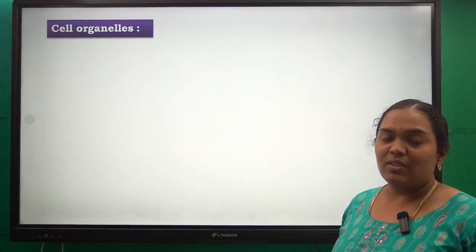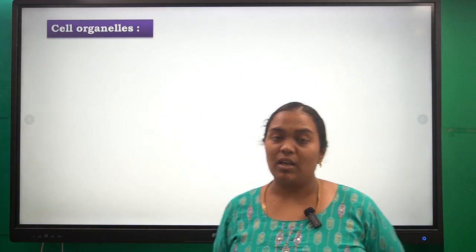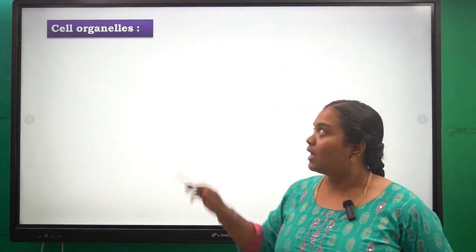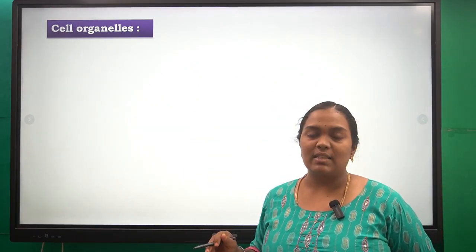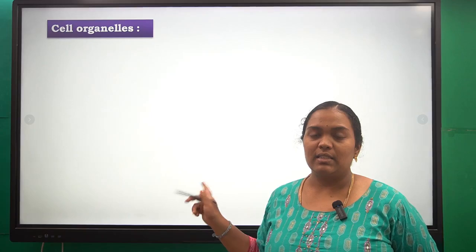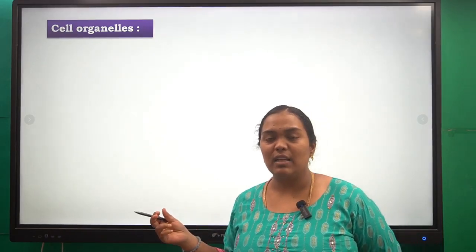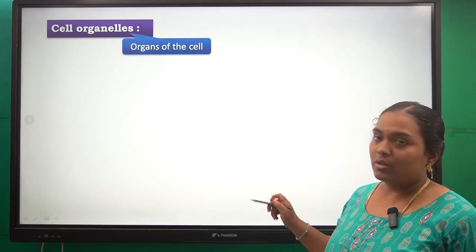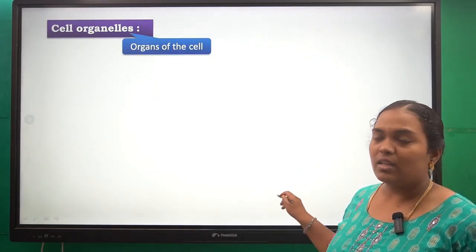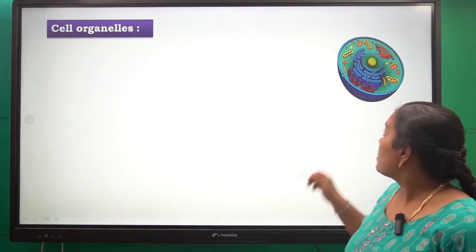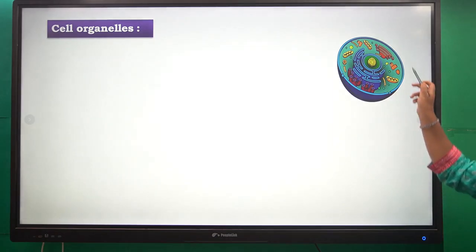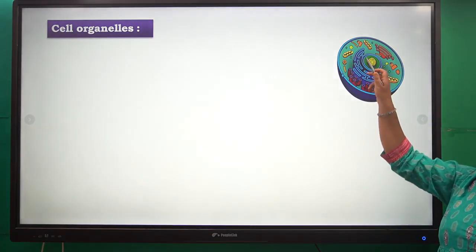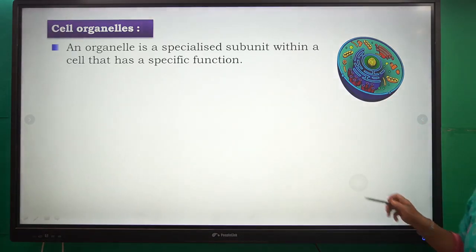Next, as we have discussed the plasma membrane, cell wall and also the cytoplasm, what are the remaining elements inside the cell? The cell organelles. These organelles are parts of the cell which function and give rise to an appropriate output. So organs of the cell are called organelles. In this picture you can observe the cell with a cell membrane and many cell organelles in it.